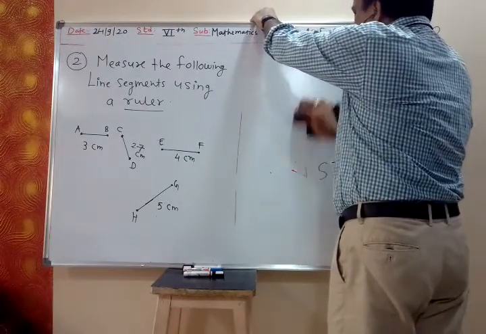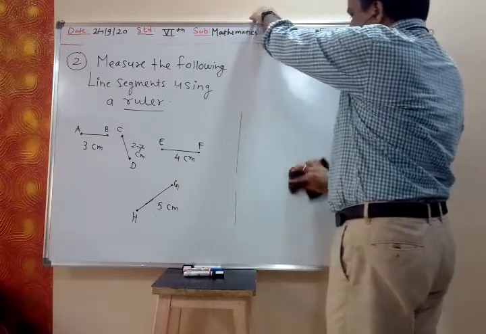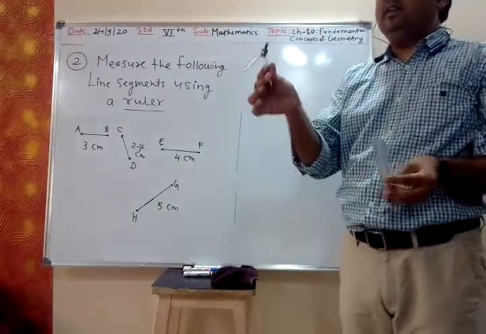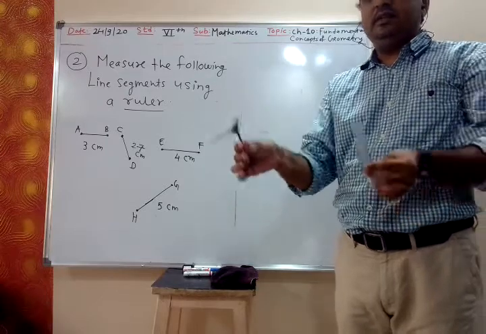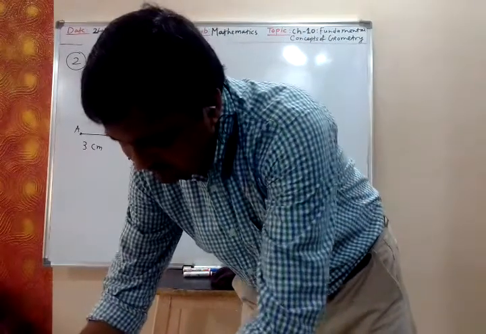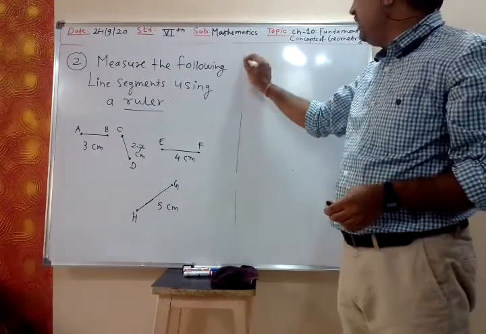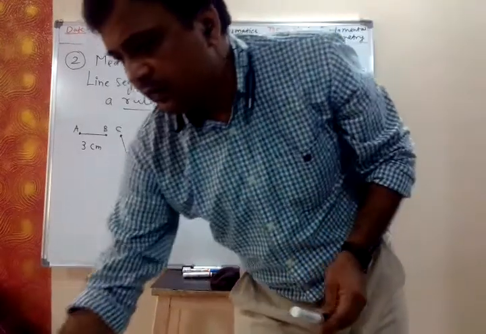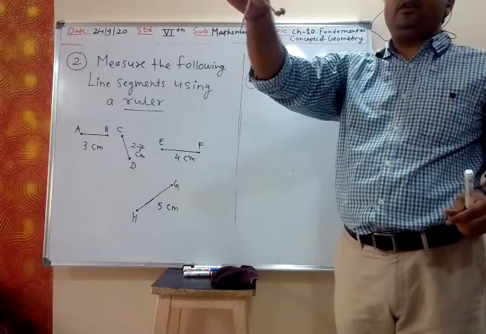You have to learn how to draw the line segment using ruler. So first we have seen this is my divider, and this is called ruler. Now let us do the third one. Construct a line segment using compass. This is my compass, this is called compass.